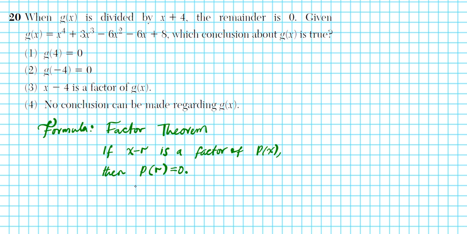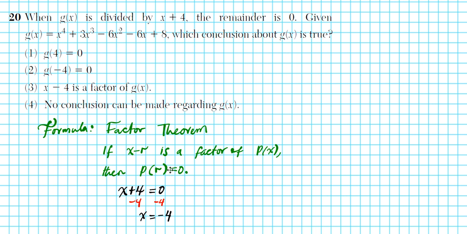What are we going to plug in to g of x? If x plus 4 is a factor of this polynomial, then its related zero gives 0. So you must set it to 0 first and solve for x. You subtract 4 from both sides and you solve for x. You get x equals negative 4. Now, when you plug in the related zero into the polynomial function that x plus 4 is a factor of, then you should get 0.